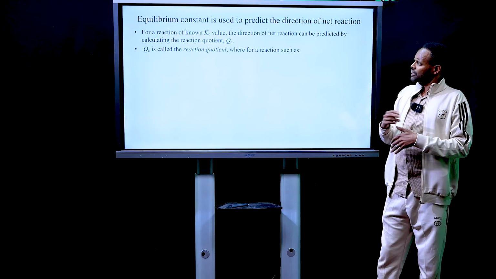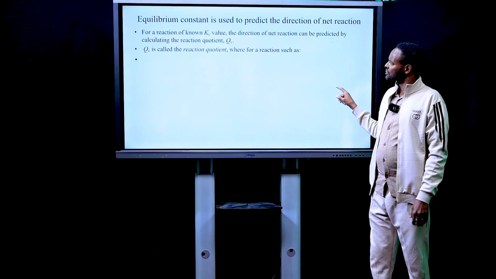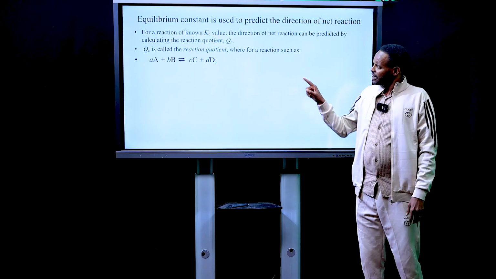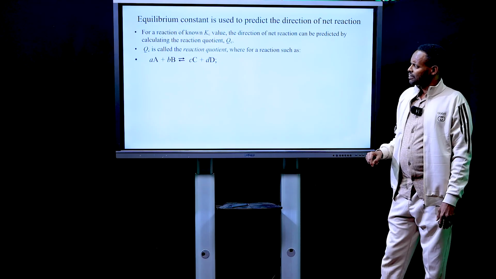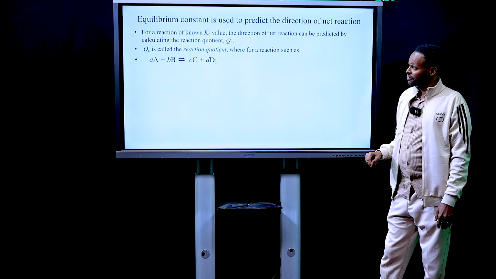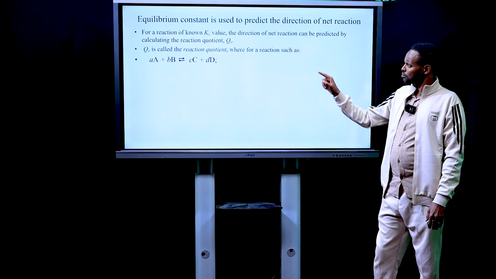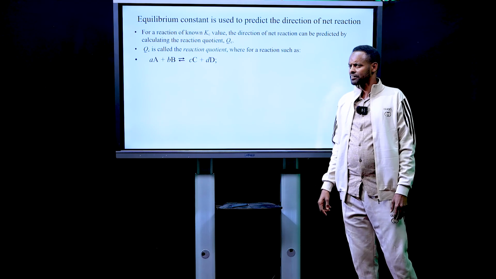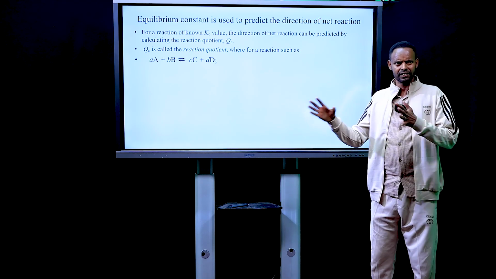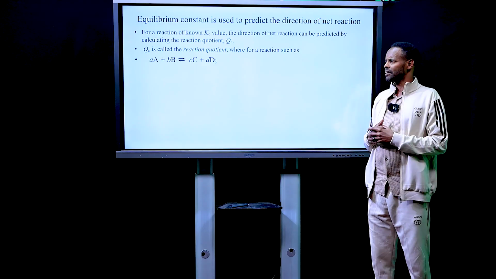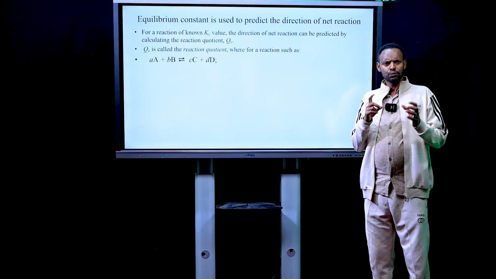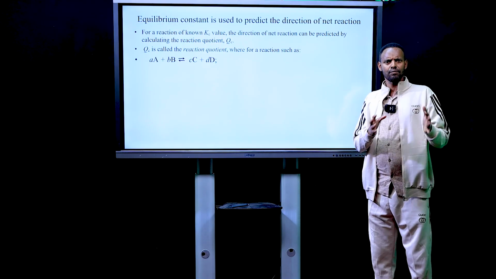QC is called the reaction quotient, where for a reaction such as aA plus bB gives us cC plus dD. Here, the small letters a, b, c, and d are the coefficients in the balanced chemical equation, where the capital letters A, B, C, and D are the corresponding reactants and products in a given chemical reaction.